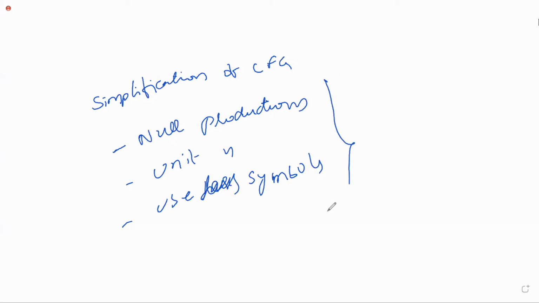Is anybody having any doubt regarding simplification of CFG? Please respond. No, ma'am. Okay, I'm moving forward. The next concept is normal forms.